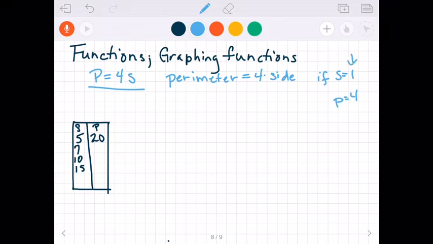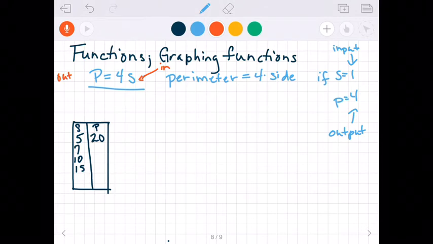This is our input, and this is our output. Or in the equation, the s is our input, and the P is our output. Now the rectangle that you see on your sheet is simply that same equation put into rectangle form. So I'm going to write our equation right above it.